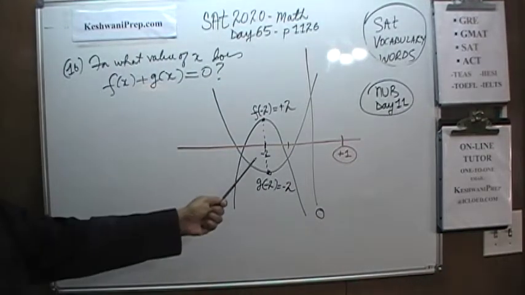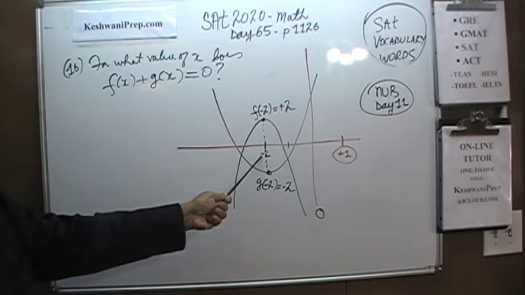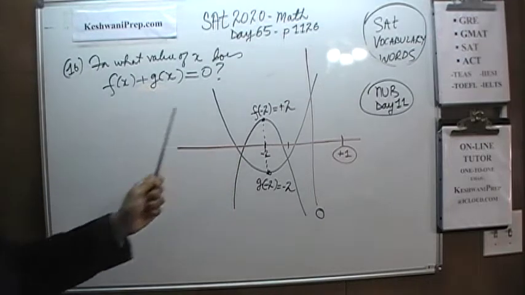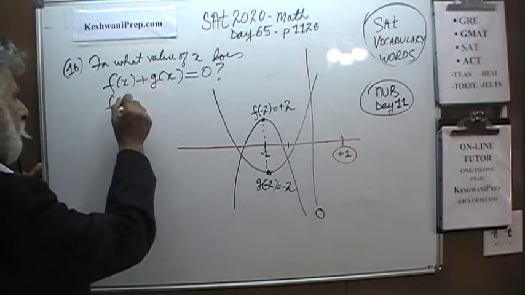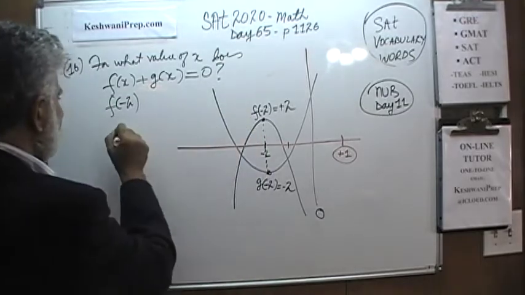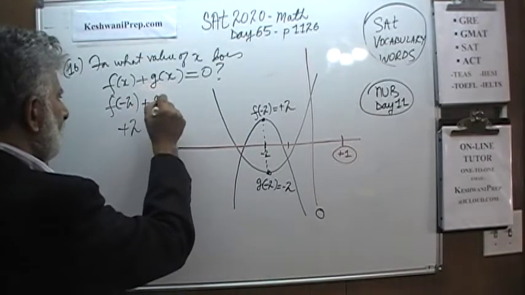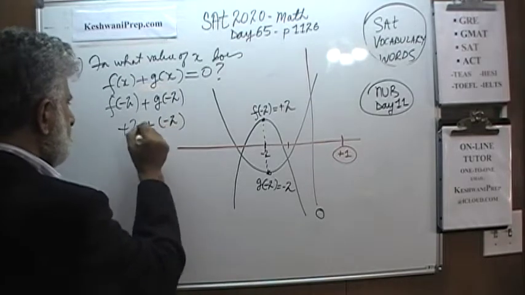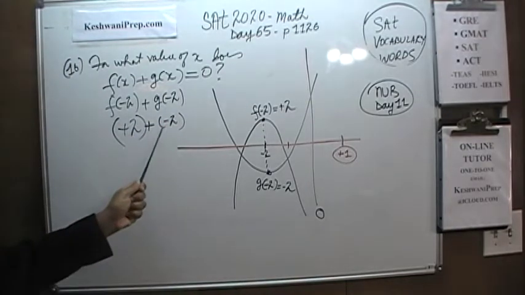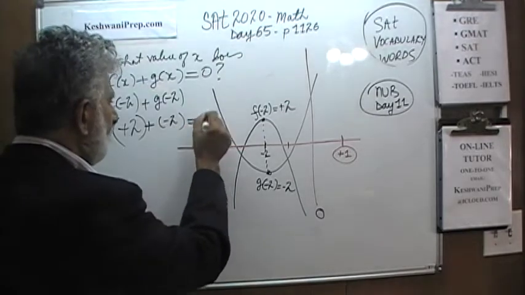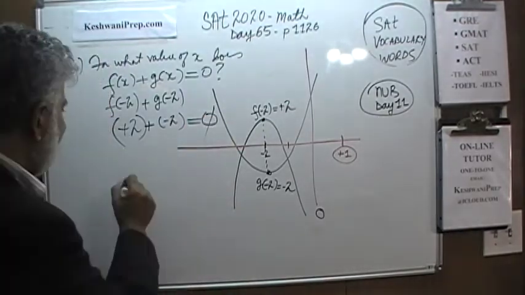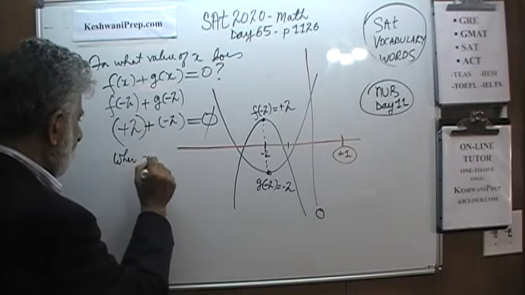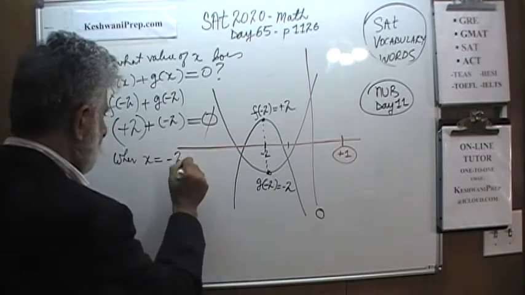You see, at that point, when x is equal to negative 2, f of negative 2 is positive 2, plus g of negative 2, which is a negative 2. A positive 2 plus a negative 2 will give us 0. And when does it happen? It happens when x is equal to negative 2.